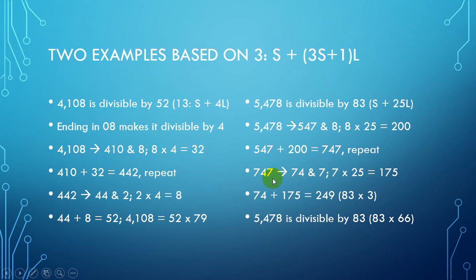You know, you could work this out in your calculator and get that. Let's break that down even farther. We can take 74 and 7 from this, and then 7 times 25, 175. You add that to 74, and you get 249, and hopefully you can see there that that's 83 times 3. So that is a multiple of 83. You didn't carry anything over. 3 times 3 is 9. 8 times 3 is 24. So 5,478 is divisible by 83. That happens to be 83 times 66.